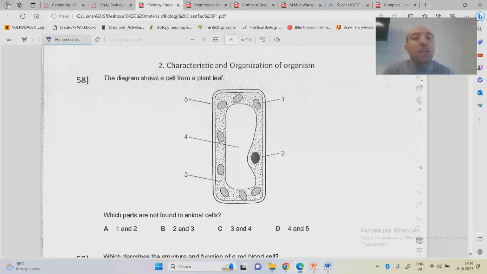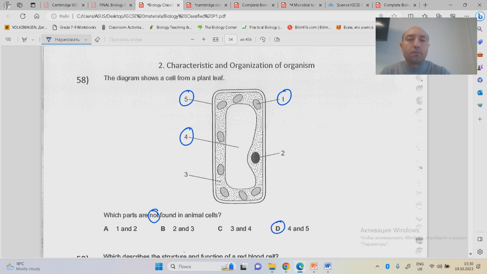Which parts are not found in animal cells? Are not. So again, need to be careful. Are not found. Of course, animal cells don't have a large vacuole. Animal cells don't have chloroplast. So 1 and 4. Let's go to 5, also correct: cell wall. So 1, 4, 5 is correct. So we have D for 5.